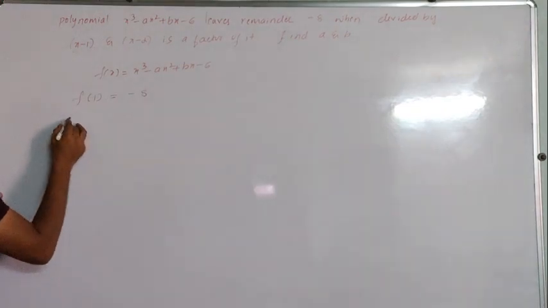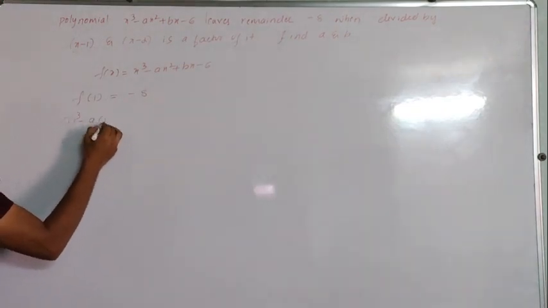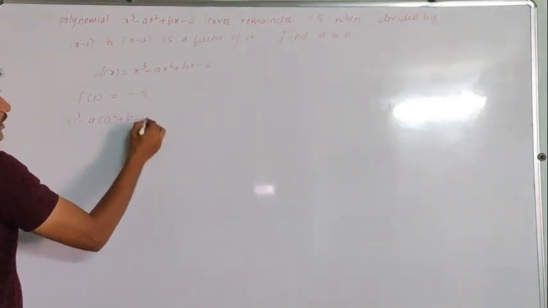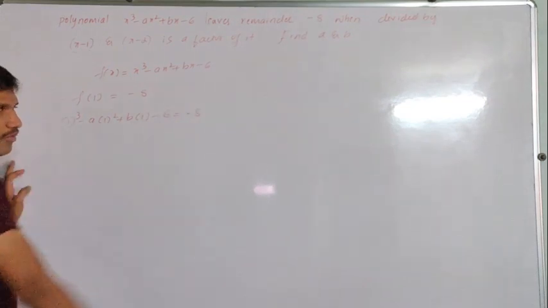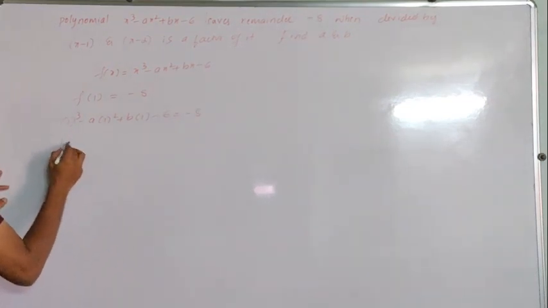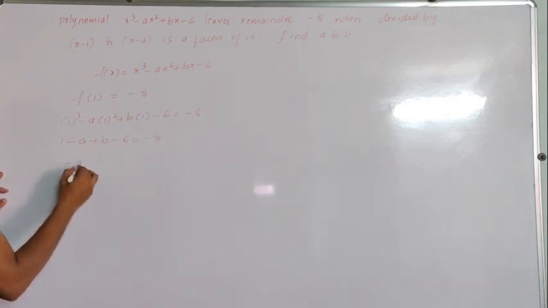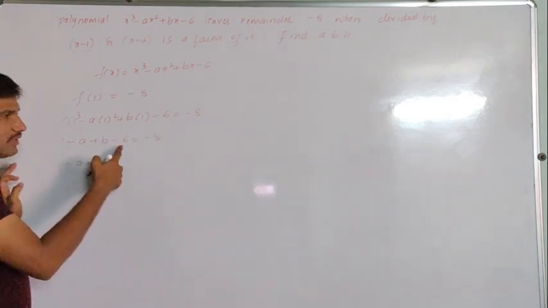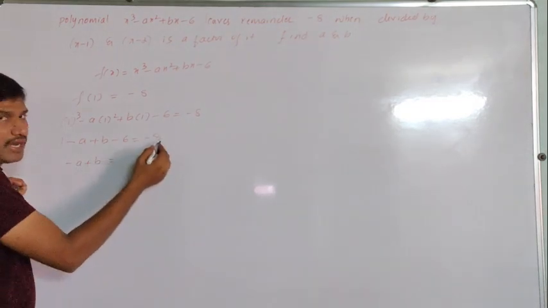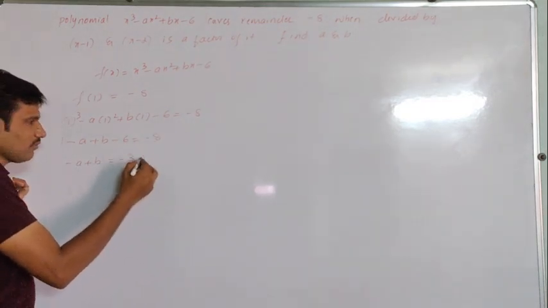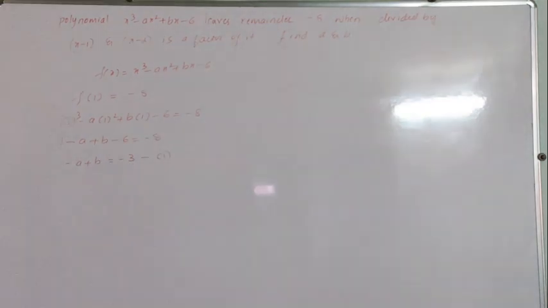Now put x is equal to 1. 1 cube minus a into 1 square plus b into 1 minus 6 is equal to minus a. So now 1 cube is 1, minus a plus b minus 6 is equal to minus a. Minus a plus b, 1 minus 6 is minus 5, if it comes to the right hand side, minus a. This is the equation number 1.